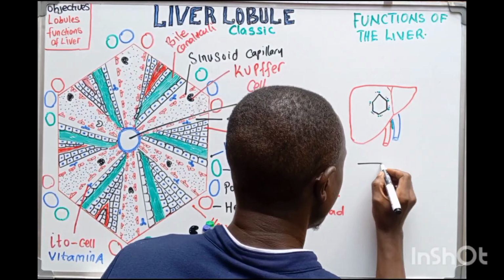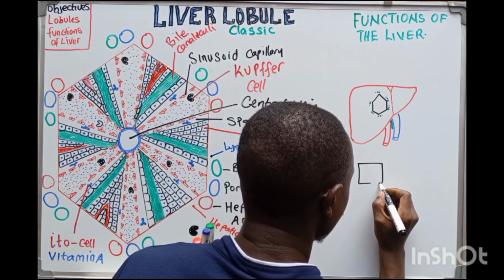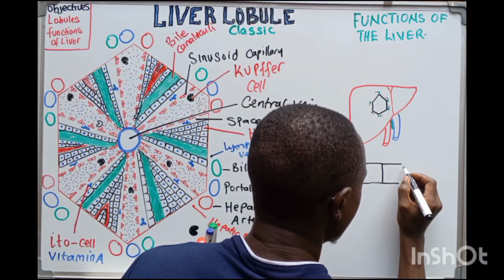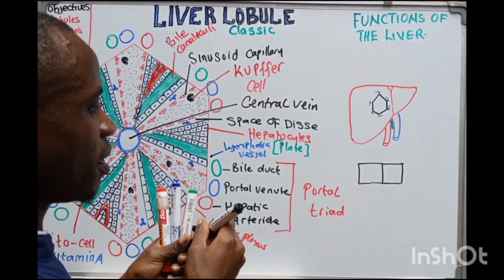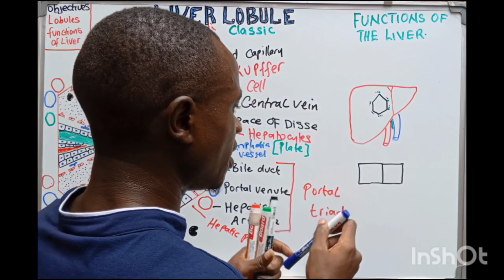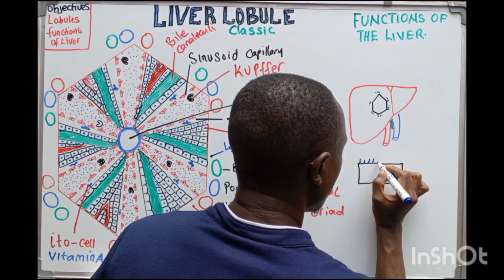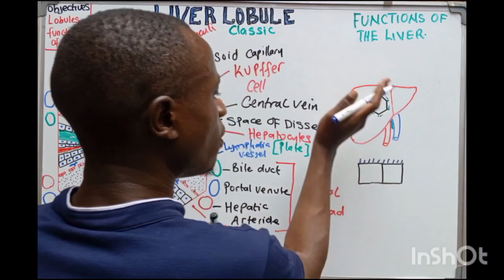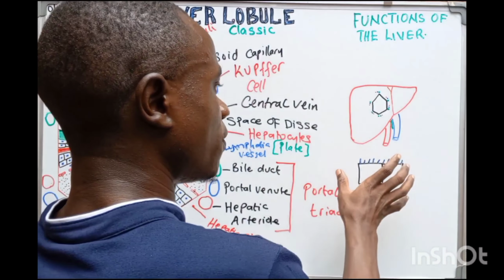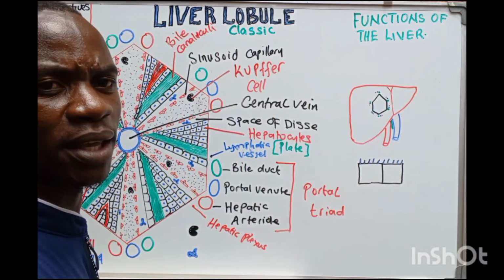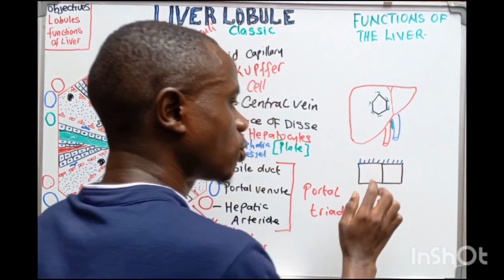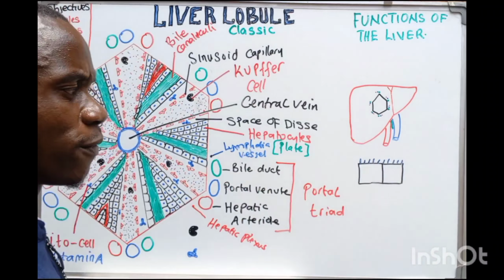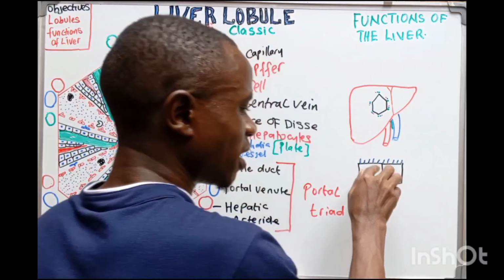So now, if this one is my hepatocyte, we are going to have one face which has tiny extensions that we call the microvilli. This one is going to be facing what we call the space of Disse, where the nutrients are going to come into contact before they are transported into the liver cells for other metabolic processes to take place.